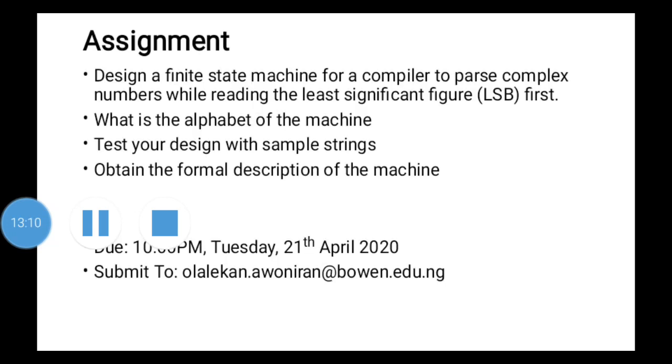So you have an assignment again. Design a finite state machine for a compiler to pass complex numbers while reading the least significant figure first. Don't forget, you're not reading the MSB first here, you're reading the LSB first. That means you want to read it in reverse order. So I would like to see the alphabet. Test out your design, then obtain the format description.